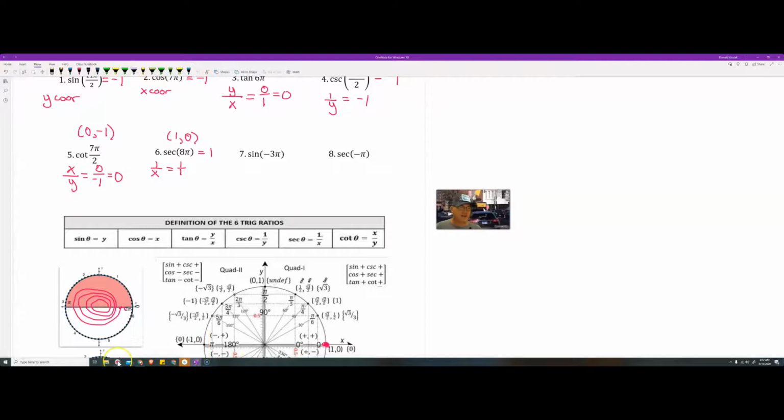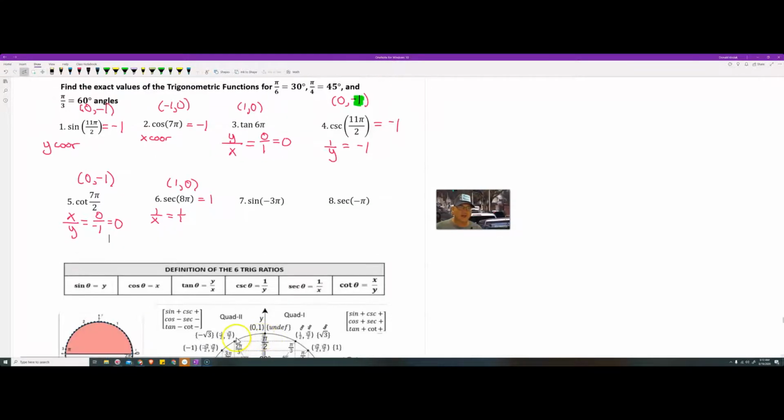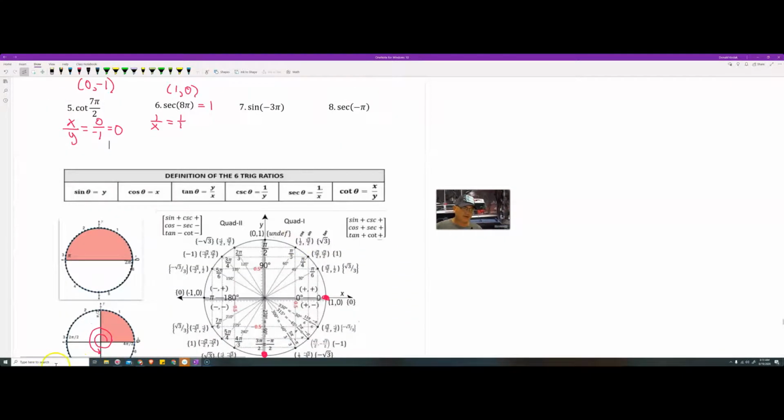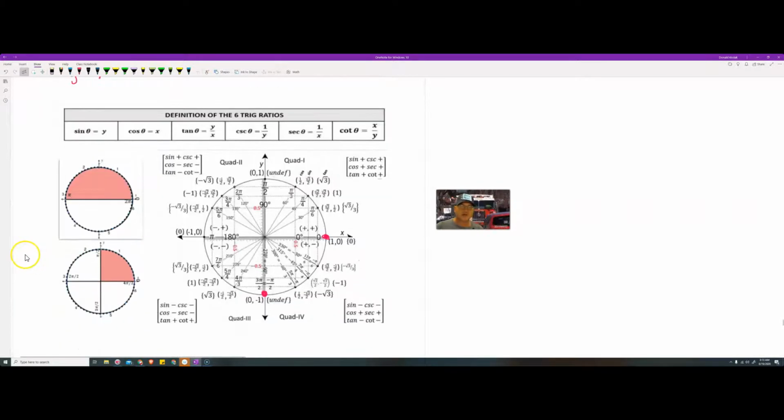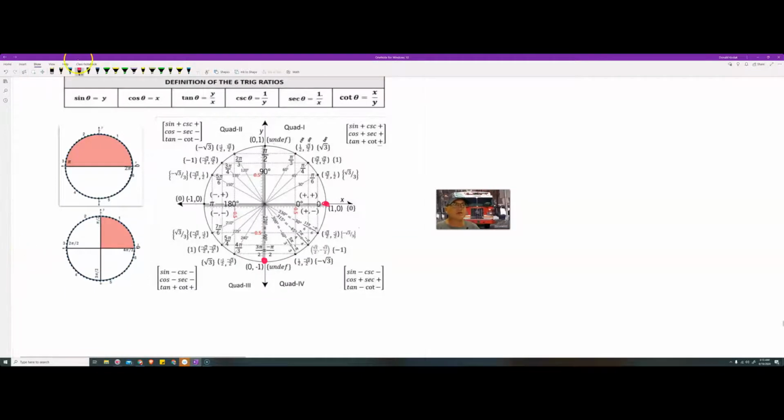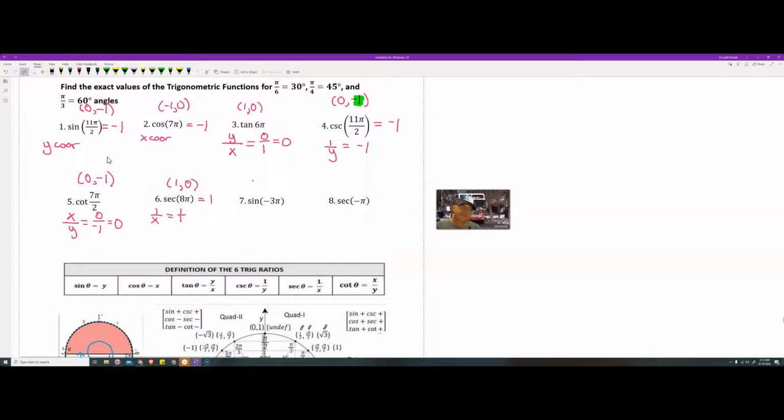All right, now the last two, they're negative. If you have a negative value, all that means is that you're going clockwise instead of counterclockwise. So negative 3 pi for the sine means I'm counting clockwise: negative 1 pi, negative 2 pi, negative 3 pi, and it would land at -1, 0. Sine is equal to the y-coordinate, so this is 0.